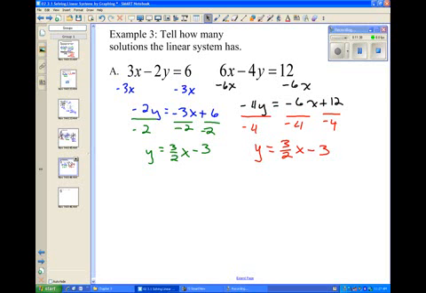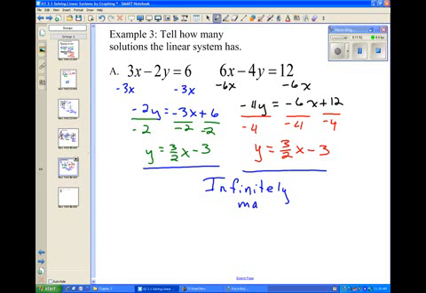I look at this and, hey, what do I notice? This equation here on the left and this equation here on the right are the same equation. So that tells me that there are infinitely many solutions, because they are the same line. Since they are the same line, there's infinitely many solutions. The lines lie on top of each other. Every x, y coordinate on that line is a solution, and there's infinitely many of them.